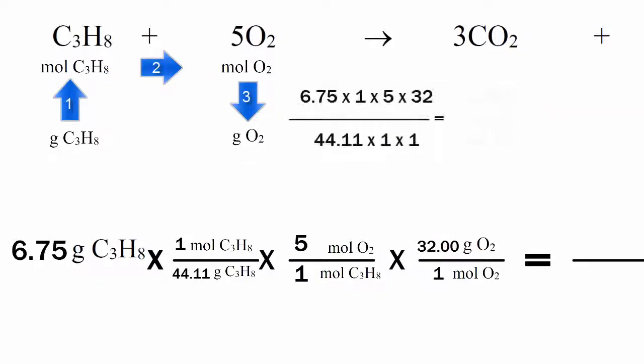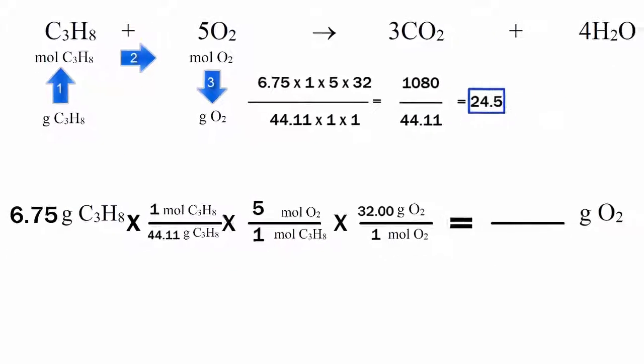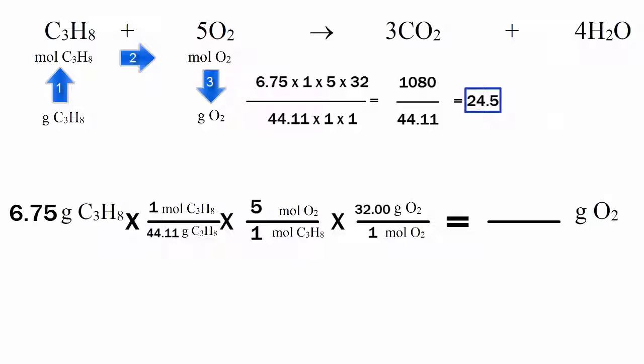Multiplying across the top and bottom, we get a final division problem of 1080 divided by 44.11. Rounding this quotient to the correct number of significant figures, we arrive at a final answer of 24.5 grams of oxygen.